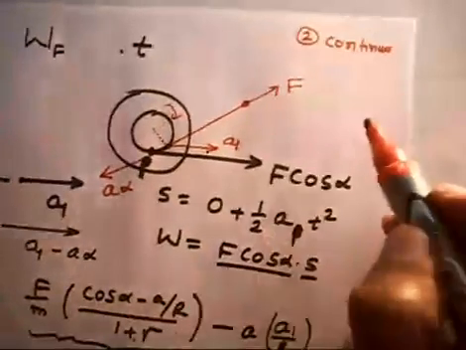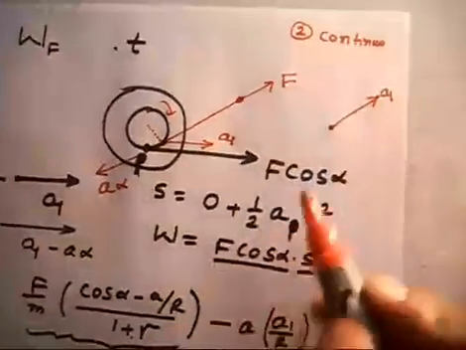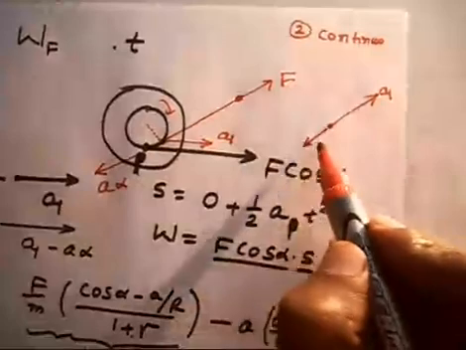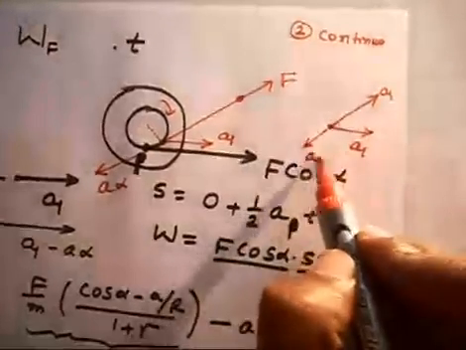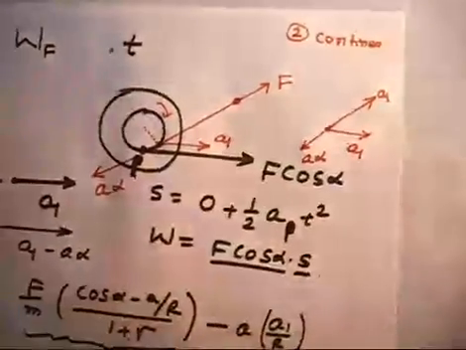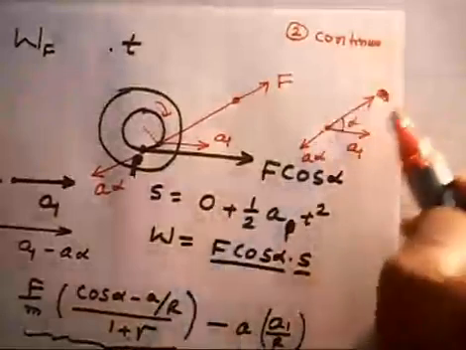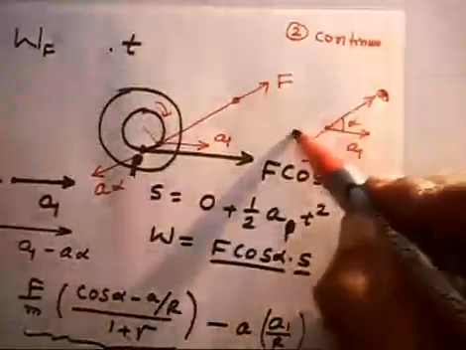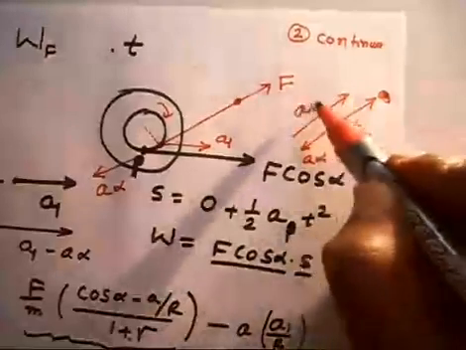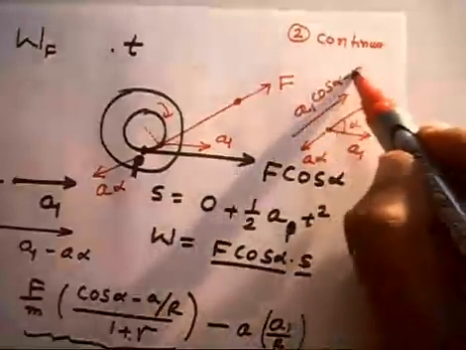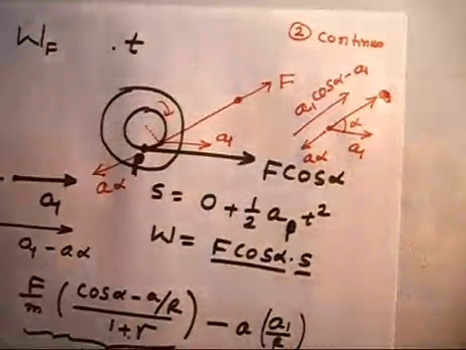So let me make the same thing here. This point will have acceleration a1 in this direction, and a alpha in this direction. So the resultant acceleration in this direction will be, this angle is alpha, a1 cos alpha minus a alpha. So a1 cos alpha minus a alpha will be the resultant acceleration in this direction. You just copy it out.